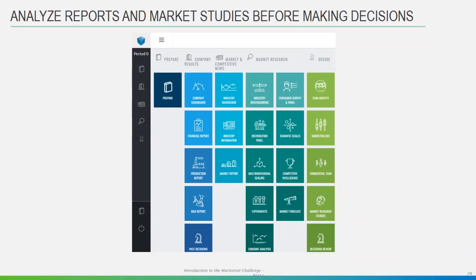Here's a preview of some screens that you will see within the simulation. Each of those different colors is a different category. You have some reports that are related to just your company in specific. Some reports are related to the market as a whole. Some of these reports are market research studies that you have to order as part of your marketing budget. And over on the far right where it says decide, those are where you're actually going to physically make your decisions.